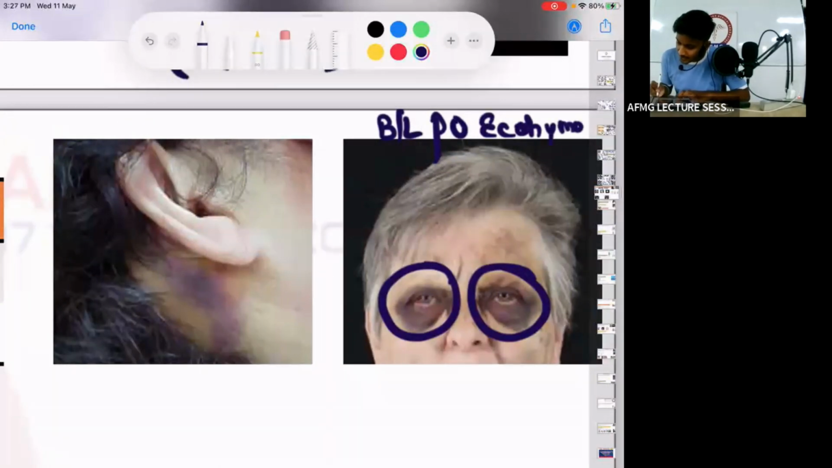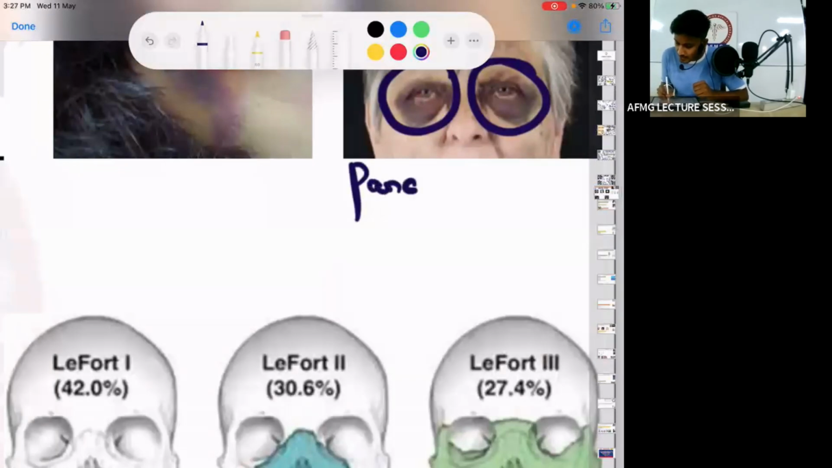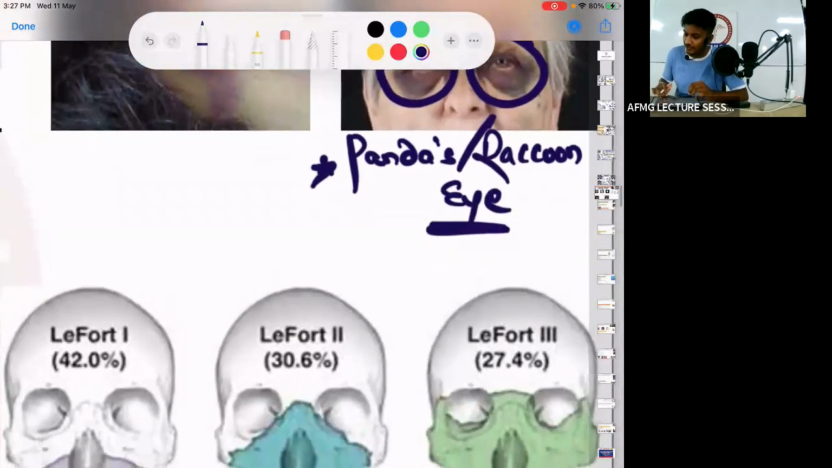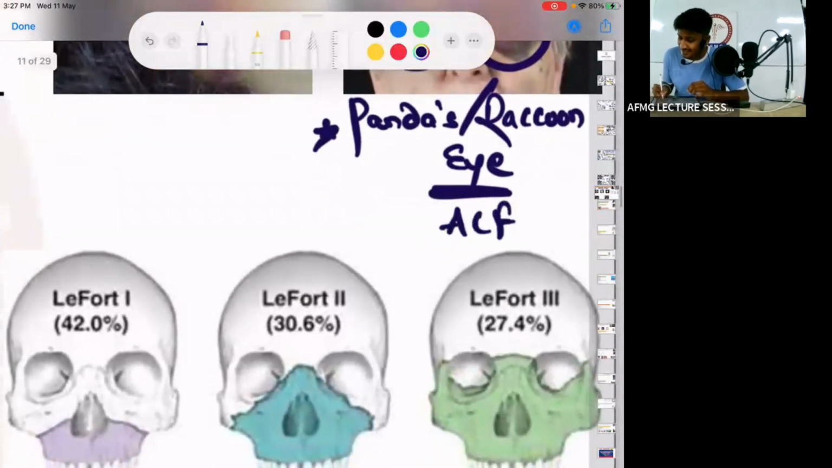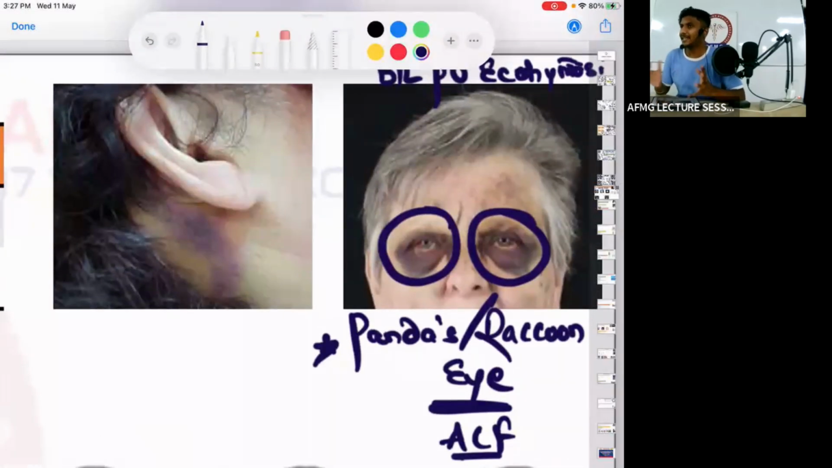And why is it important to know this? Because last time, what did they ask? They did not ask the name of the sign, they asked the definition. So bilateral periorbital ecchymosis is known as which sign? It is known as which eye? Panda's eye, or raccoon eye. Panda's eye or raccoon eye is a feature of anterior cranial fossa fracture. It is nothing but bilateral periorbital ecchymosis or bleeding.